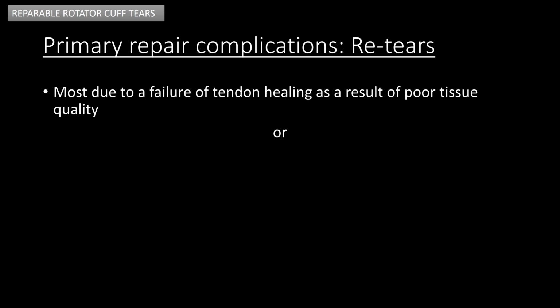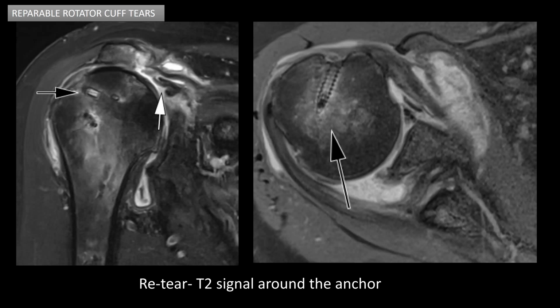Most re-tears of the primary repair are due to failure of the tendon healing as a result of poor tissue quality. See in this example, this is a patient who had primary rotator cuff repair. This is 4 months following surgery, and you see on the coronal and axial proton density fat-saturated images a delaminating full thickness re-tear of the supraspinatus tendon with retraction. But for the most part, the suture anchors are still in place.